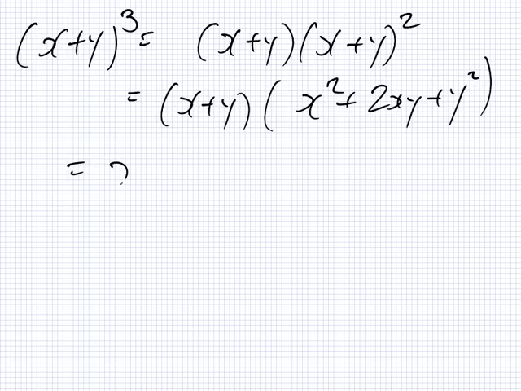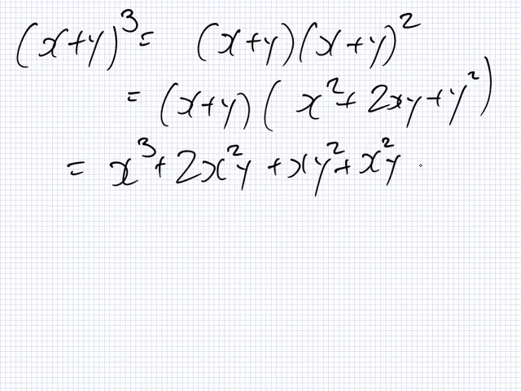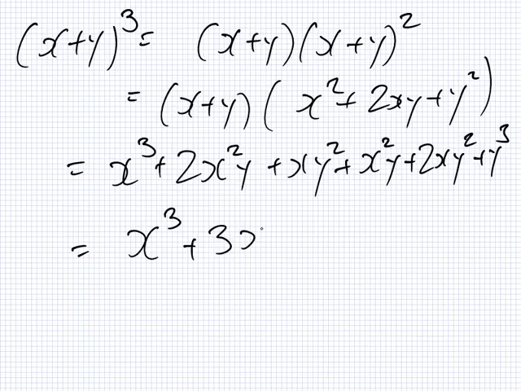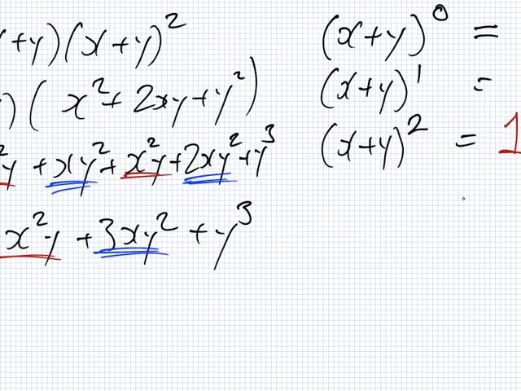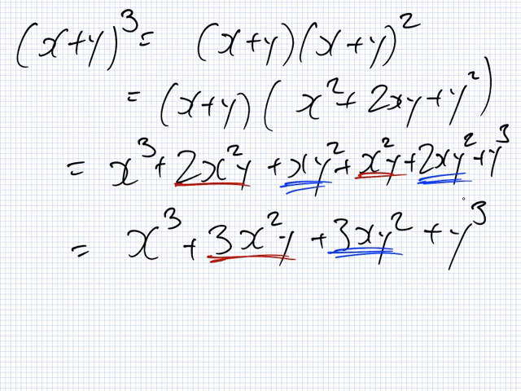So if I multiply this, I'll get x cubed plus 2x squared y plus xy squared plus x squared y plus 2xy squared plus y cubed. So I have x cubed plus 3x squared y plus 3xy squared. Just to be clear, this one is from here and here, and this one is from here and here, and lastly plus y cubed. Okay, so if you want to write this down on the side, I'm going to take that result and put it back to this table. That's what we're getting to here.